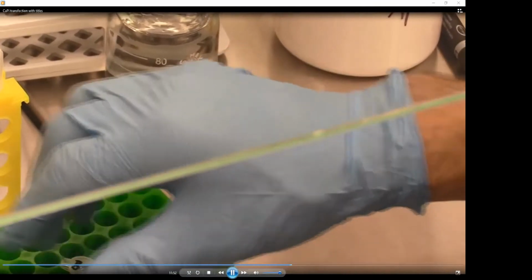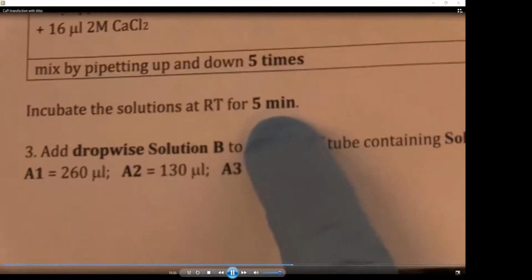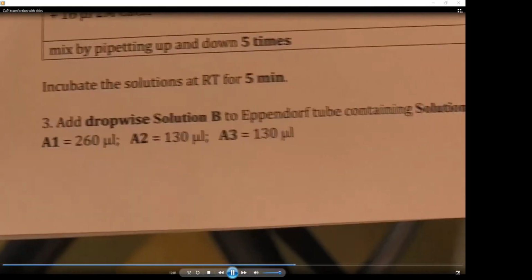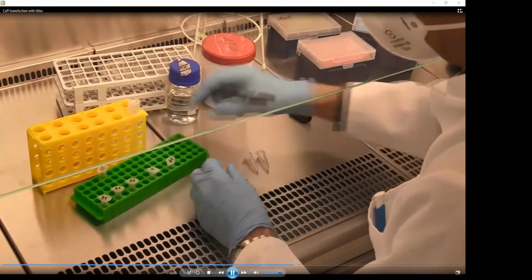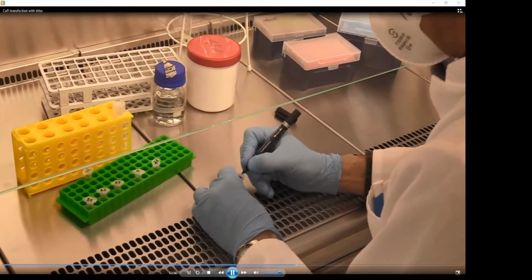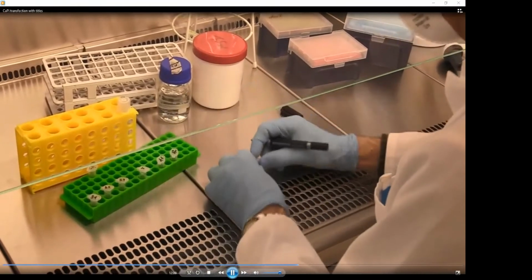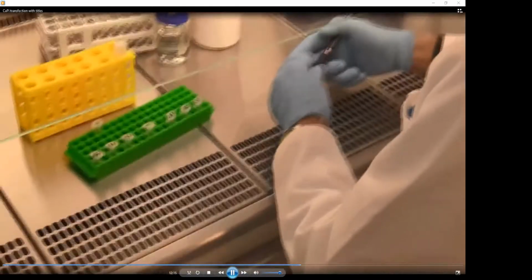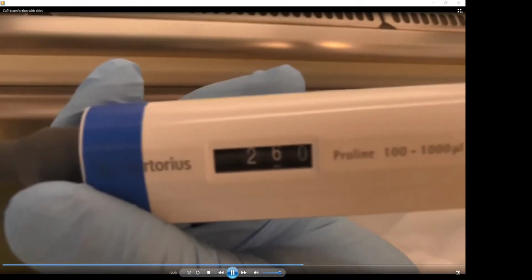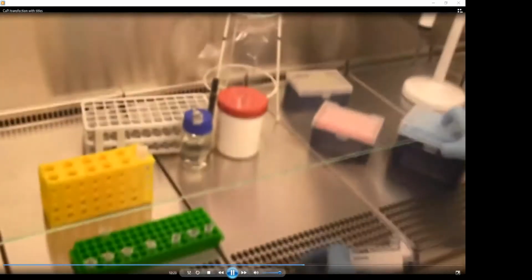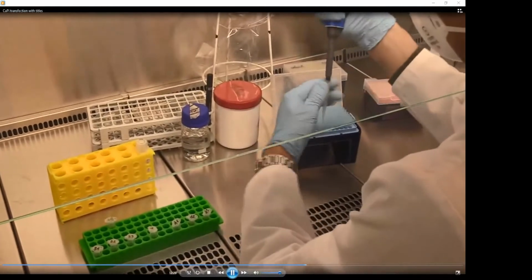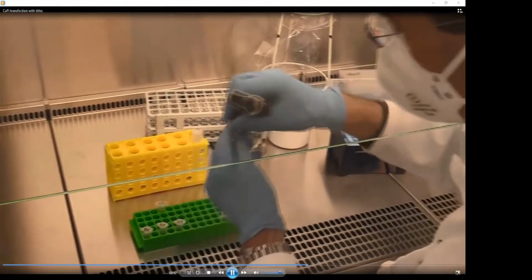And then the second part is the solution A. So we have to wait 5 minutes, and in these 5 minutes, we prepare solution A1, which has the same volume as B1, A2 the same as B2, and A3 the same volume as B3. What is in A is the HBS, which you have seen at the beginning. So for B1, we need 260 microliters. For B2 and B3 it is 114 microliters.